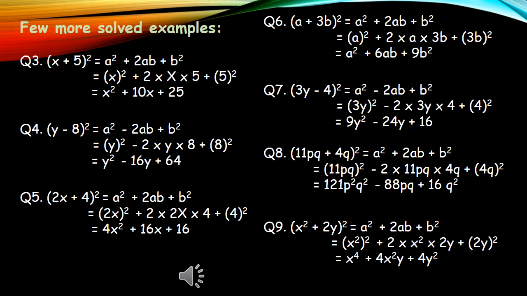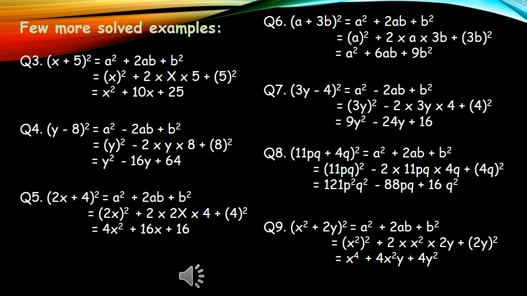In question number 5, (2x plus 4) whole square. So a is equal to 2x and b is equal to 4. So we are getting (2x) whole square in place of a square. In place of 2ab, we are writing plus 2 into 2x into 4, plus 4 whole square. (2x) whole square is 4x square, plus 16x, plus 16.